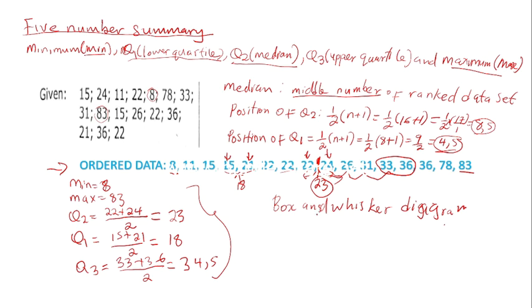Now this box and whisker diagram then is just looking as a diagram like this. So this is the one that is also showing the summary of the data, where this will be the minimum, this will be the Q1, this will be Q2, this will be Q3, and this will be the maximum.